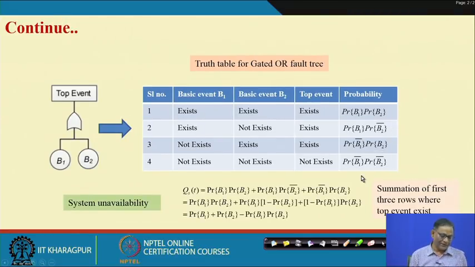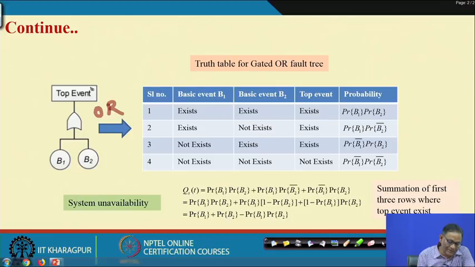So, what will happen if we just see the equivalent truth table for OR gate? When you use OR gate, it basically talks about if B1 occurs, top event occurs; B2 occurs, top event occurs; B1 and B2 both occur, top event occurs. So, that means there will be three combinations when the system will be unavailable. Only one combination, with both B1 and B2 not occurring, is when the system will be available.